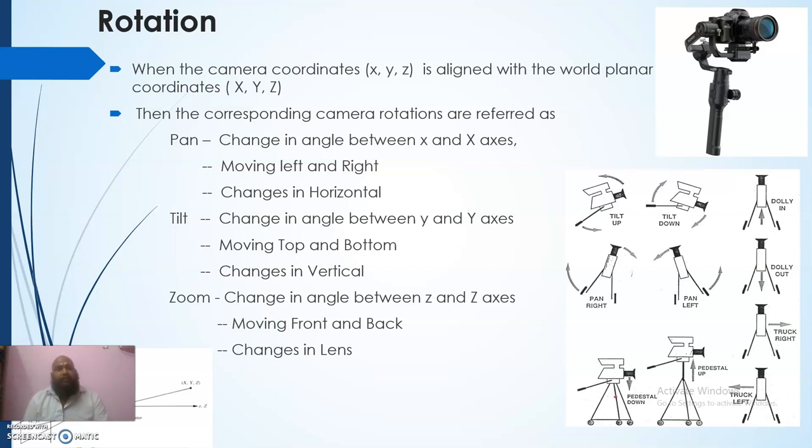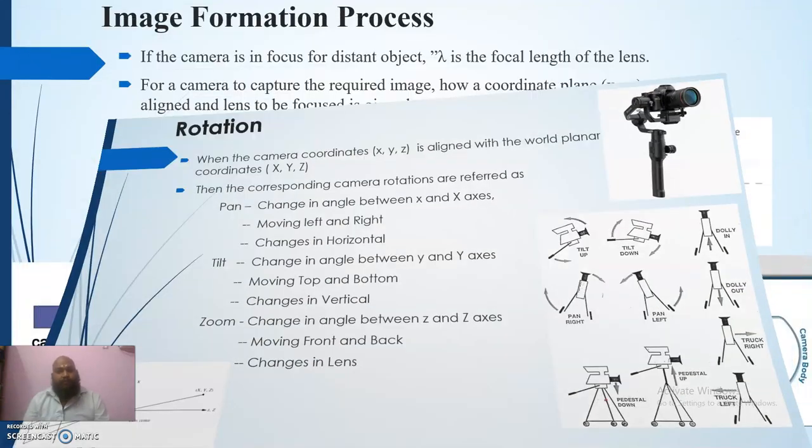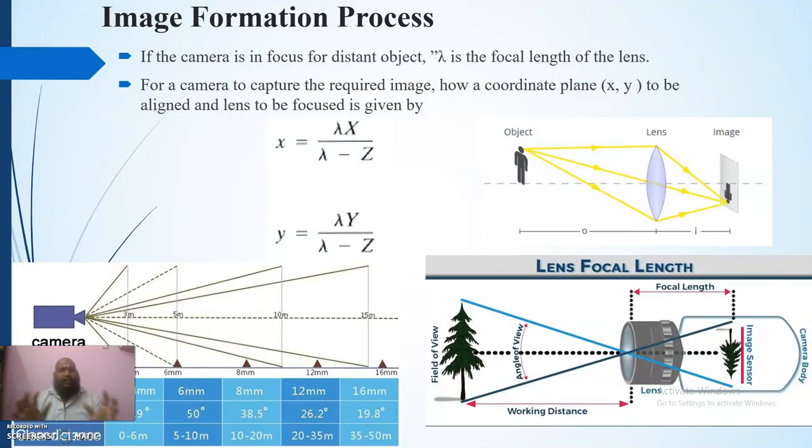So like this, in translation the movement is linear, whereas in rotation the movement is an angular displacement. That is the difference. In both cases, the movements are happening in the camera. With the help of this, the geometrical adjustments were carried out and the imaging was done.